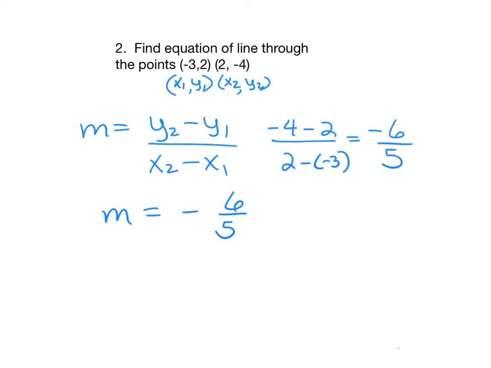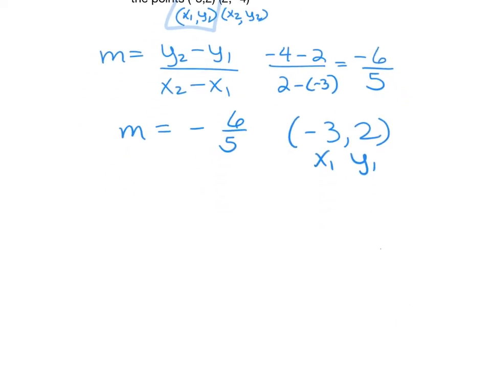Now that I have the slope and I have 1 ordered pair, it doesn't matter which one I choose. Since I labeled this one as x1, y1, that's what I'm going to use for my point slope. You're still going to get the same answer. If it says point slope, you would get a different answer, but if it says slope-intercept, by the time you distribute and combine your like terms, it ends up being the same. So let's plug it in. Again, y minus y1 equals m times x minus x1.